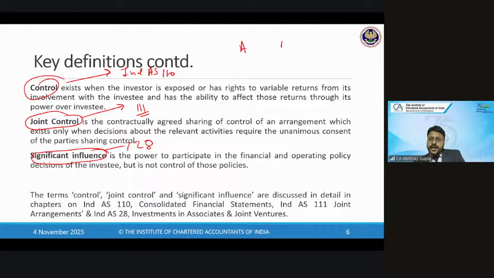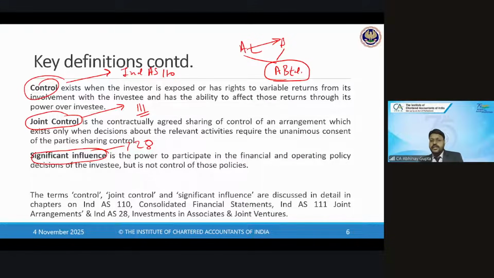So suppose A Limited and B Limited form a JV, AB Limited, right? So this AB Limited JV is jointly controlled by A and B. So if A agrees and B doesn't agree, then the decision cannot be taken. If B agrees, A doesn't agree, then the decisions cannot be taken. So both parties have to agree for a particular decision. Then only a decision about a particular strategy will be implemented. So it means both A and B have control over AB Limited's affairs, and hence they are jointly controlling, right? In detail, you will study under 111, right?